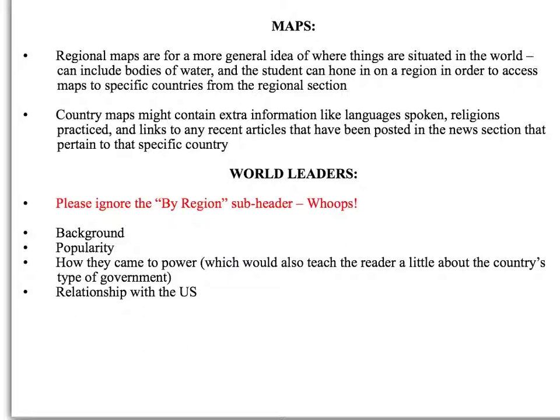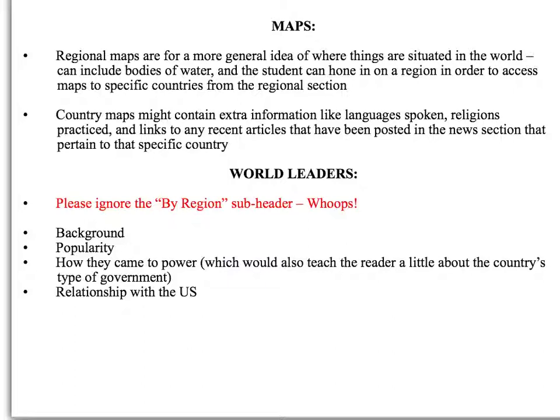And that's actually pretty easy to do with code. You can just sort of link everything by country, and so if they're looking at a map of Egypt and something has happened in the news in Egypt recently and we posted it, it'll show when you hover over the map. The world leaders, I had a by region subheader on that. That was a brain fart.